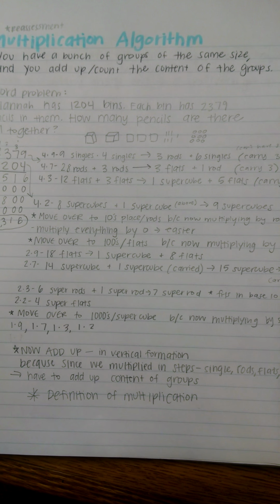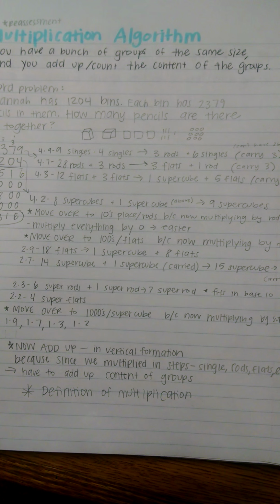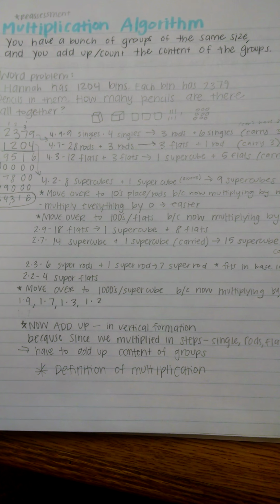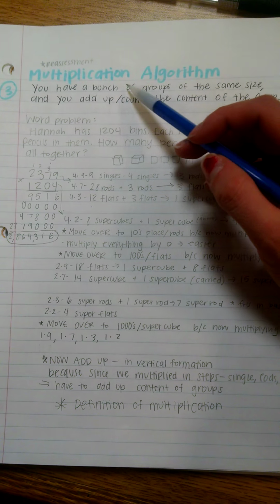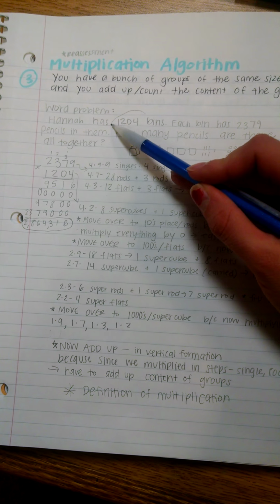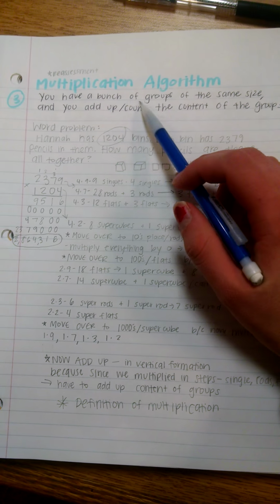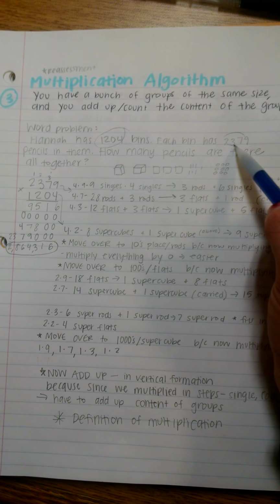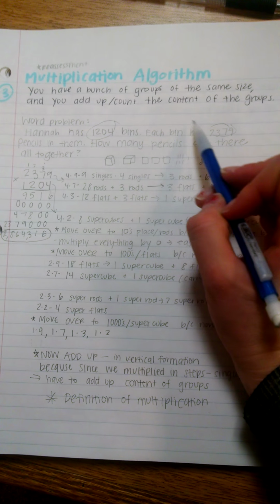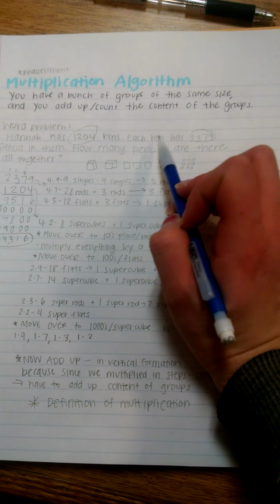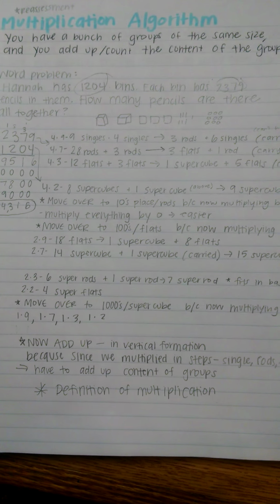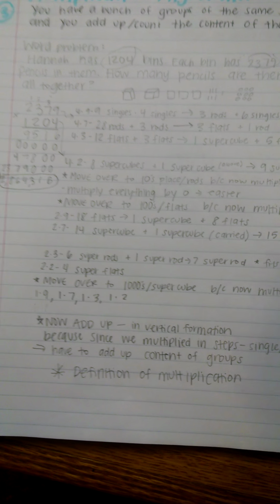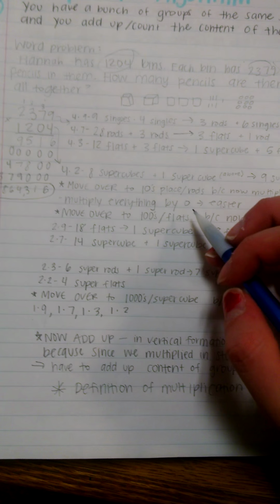Hannah has 1,204 bins. Each bin has 2,379 pencils in them. How many pencils are there altogether? To go back to the definition, you have a bunch of groups, which would be 1,204, of the same size, and you count the contents of each group, which would be 2,379. So we want to multiply these two numbers to get the grand total of how many pencils there are. In order to do this, we have to understand base 10.